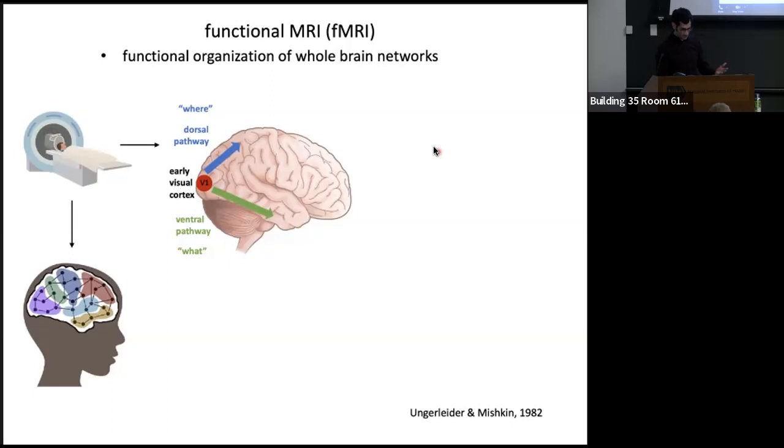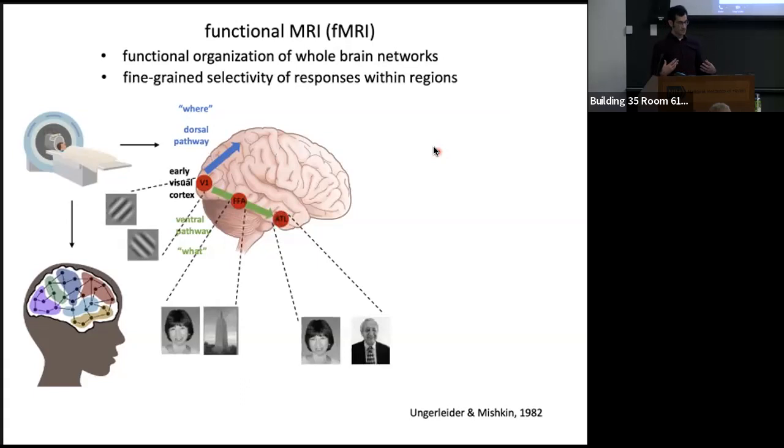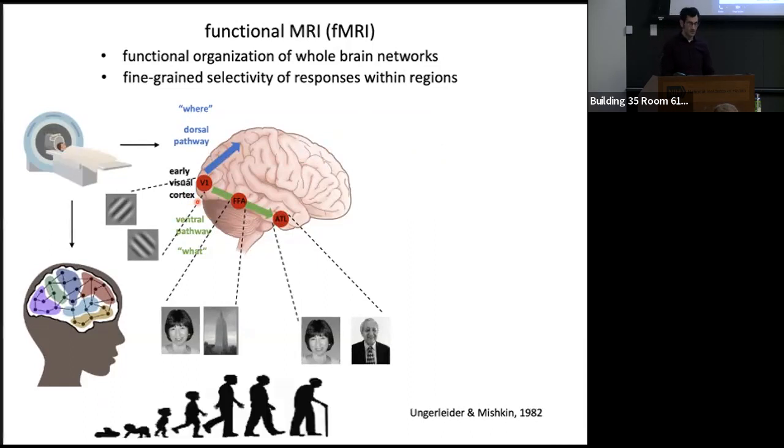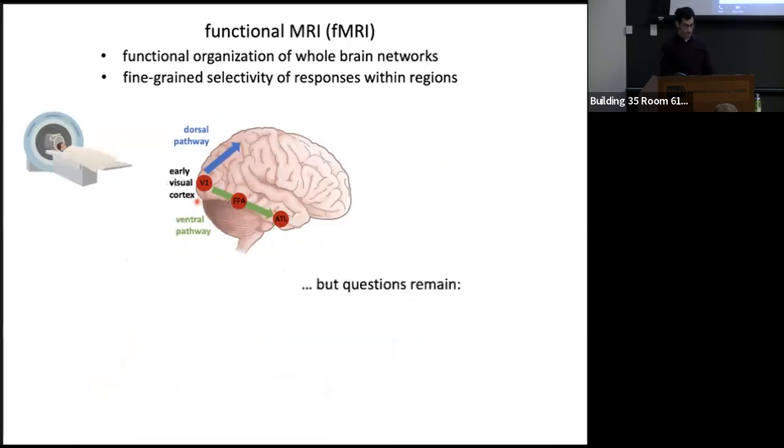And all along this hierarchy, for example, we're able to look at particular regions and characterize the response tuning of these regions. So for example, face tuning in the ventral visual stream starts with low-level properties in V1, then goes to category selectivity, and then down to coding of individual identities. And we're able to do this in typical and clinical populations, and we're able to look at this across the lifespan with fMRI. However, obviously, lots of questions still remain.